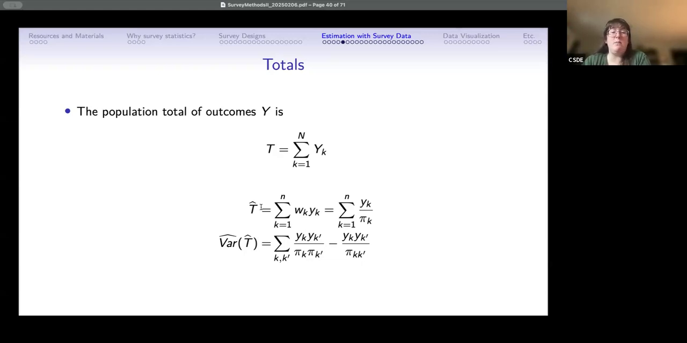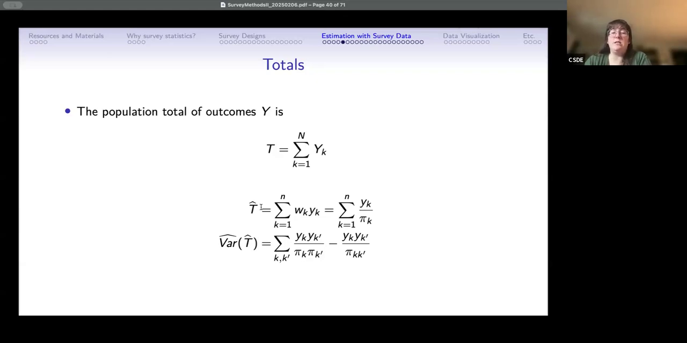T hat is then the sum over our sample of the weight times the response for each of our little n individuals. Put another way, this is the sum of their observations divided by their probability of being included in the survey. If we know the probability of each individual making it into the sample, and the probability of each pair of individuals making it into the sample, then we could estimate the variance of T hat with this expression.